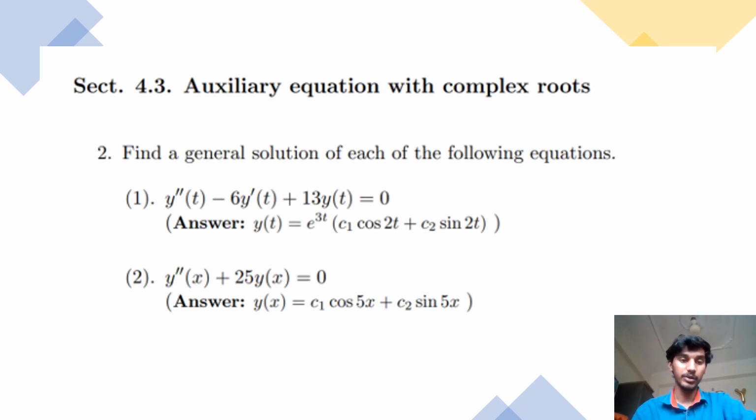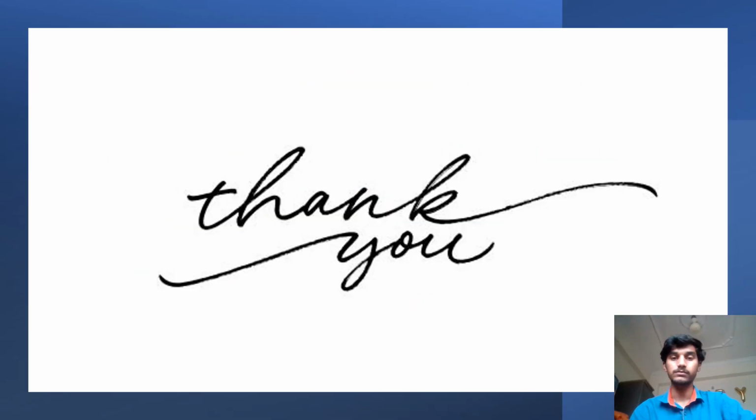And coming to the second example, y double dash of x plus 25y of x is equal to 0. Y of x is equal to c1 cos 5x plus c2 sin 5x, which is confirmed when you use the formula discussed before for the complex roots of the auxiliary equation.